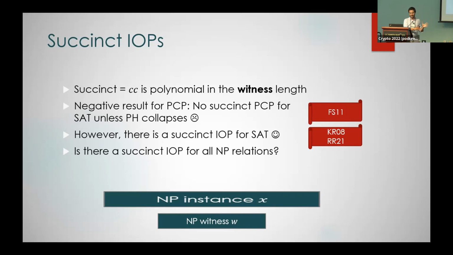Now, let's ask another question. We have a succinct IOP for SAT. Does this imply a succinct IOP for all NP relations? After all, SAT is an NP-complete problem, so we can reduce any other problem to it. But unfortunately, no, because reductions do not necessarily preserve the witness length. So even if we do the reduction to SAT, we're losing all succinctness because the new witness can depend on the original instance instead of just on the original witness. So this leaves the question wide open. Is there a succinct IOP for all NP relations?